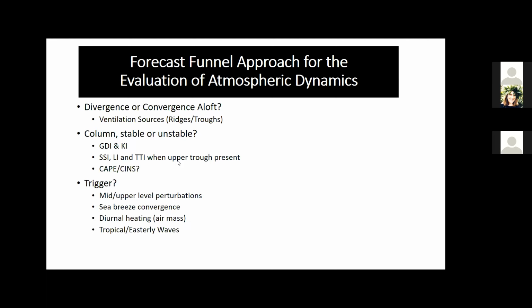In addition, as Jose described, we look at triggers. What are typical triggers that can release the energy? That could be mid to upper level perturbations. Sea breeze convergence could be a trigger, as well as diurnal heating, tropical or easterly waves, just to name a few. We can also have fronts, prefrontal shear lines, and induced troughs. Now we want to look at sources of low level divergence or convergence. A sea breeze front can be a source of low level convergence, and so can easterly waves and shear lines.